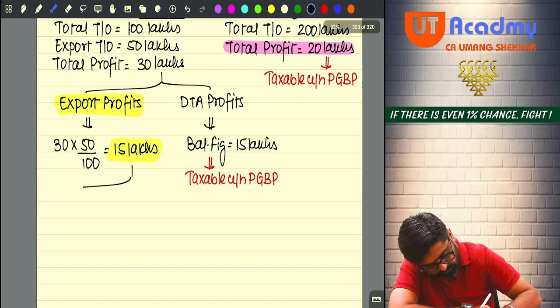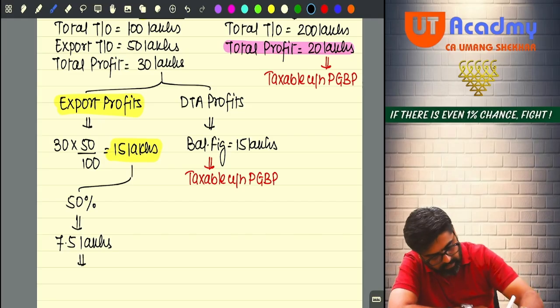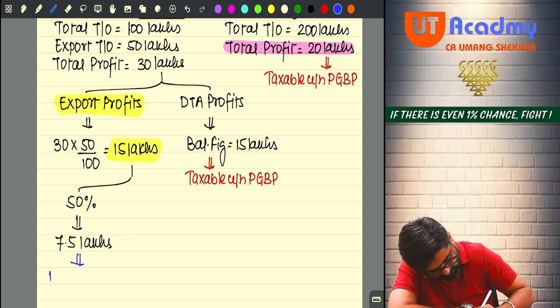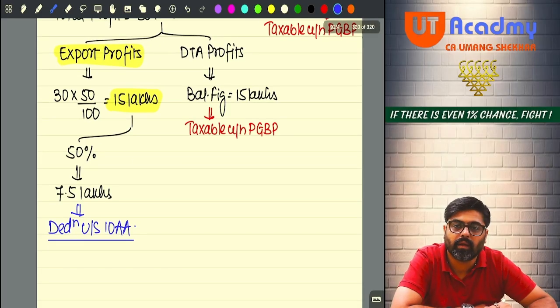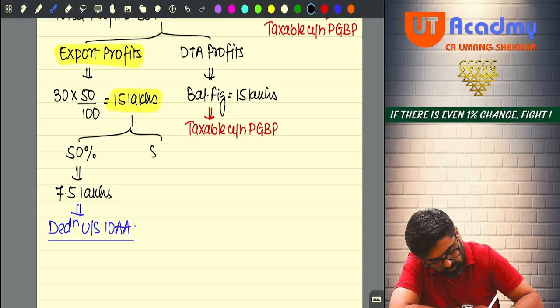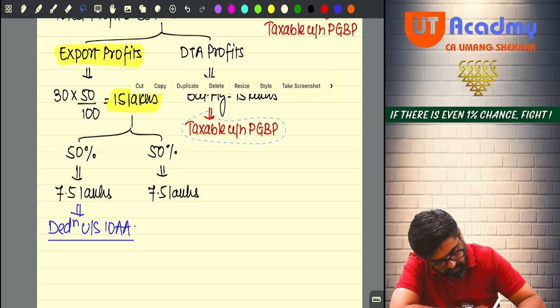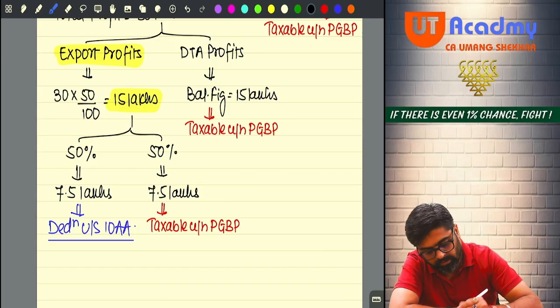So for 6th year, 50% of my export profits amounting to 7.5 lakhs will be allowed as a deduction under section 10AA. So the deduction will be this 50%. Done, sir? Now, what about the balance 50% of export profits? So balance 50% of export profits, 7.5 lakhs, I cannot exempt them. Why, sir? Because only 50% is exempt, only 50% is allowed as a deduction.